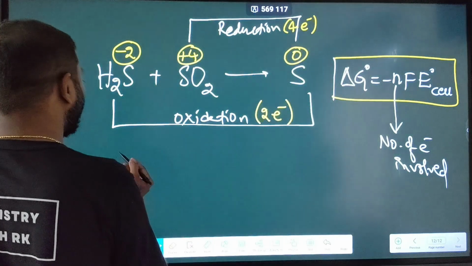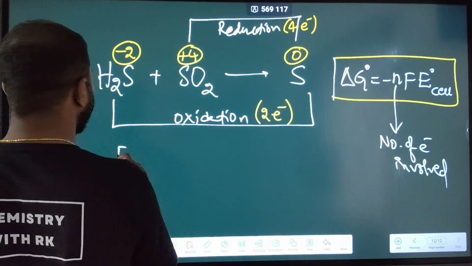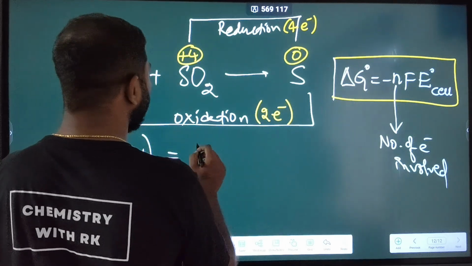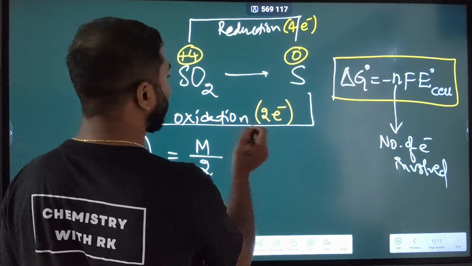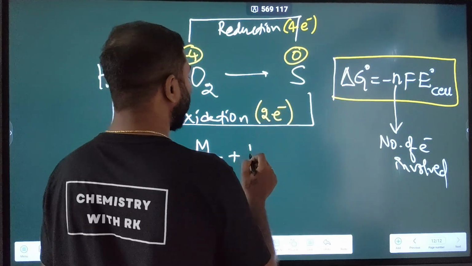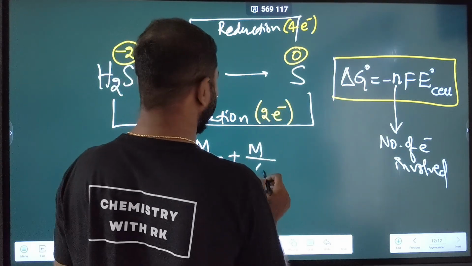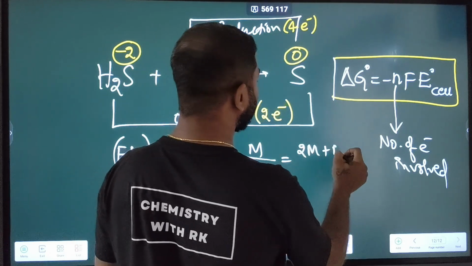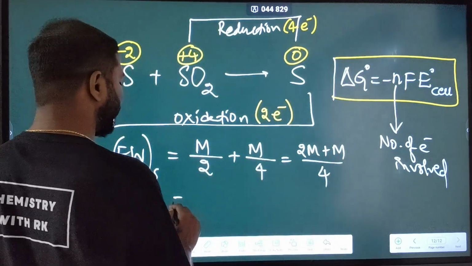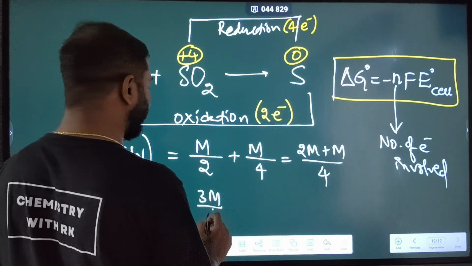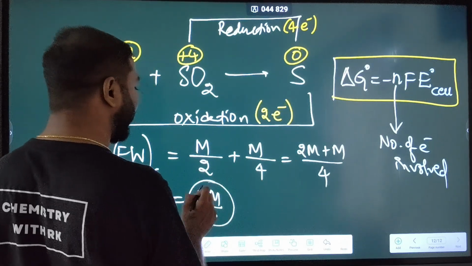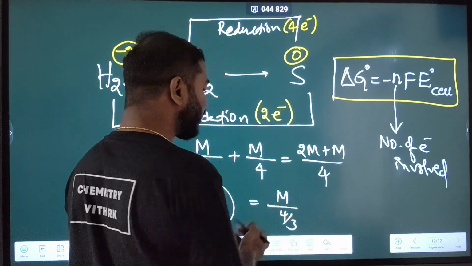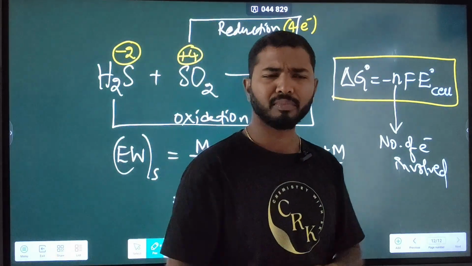Now overall, the equivalent weight of sulfur we can write as M by the number of electrons involved in oxidation plus the number of electrons involved in reduction. So overall we can write 2M plus M by 4, which gives 3M by 4. This is the equivalent weight. Again, as usual, we have taken it as M by 4 by 3. So this is the overall n factor.